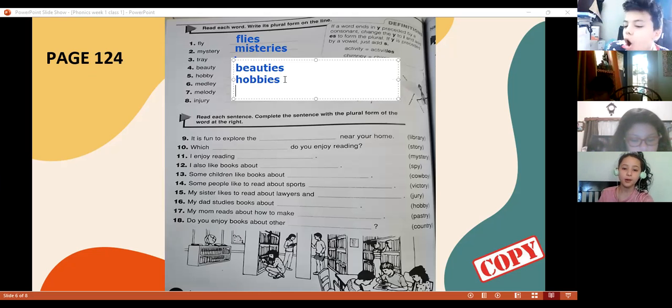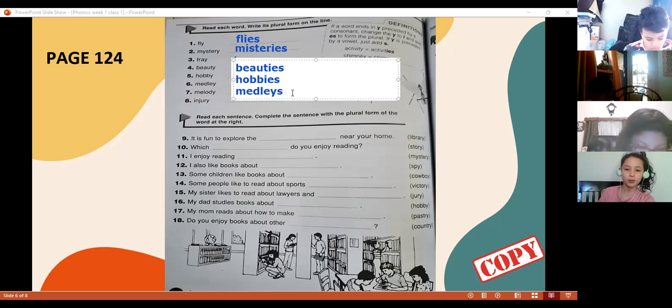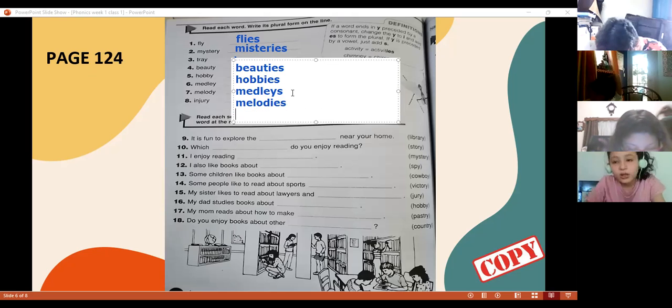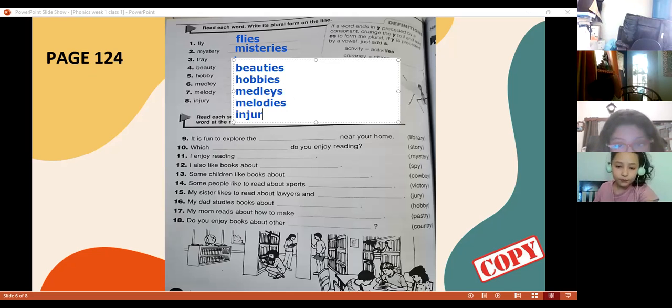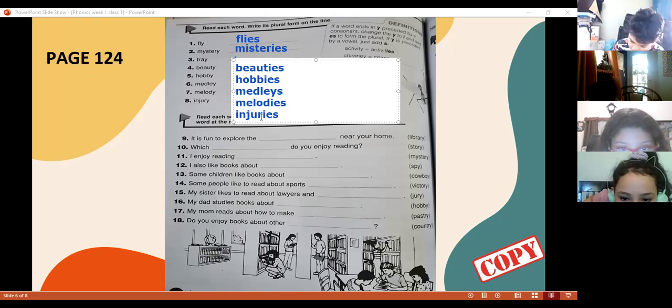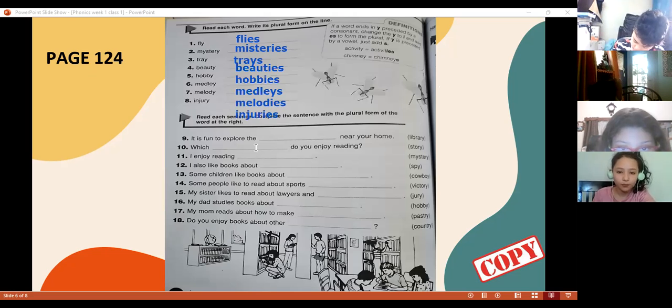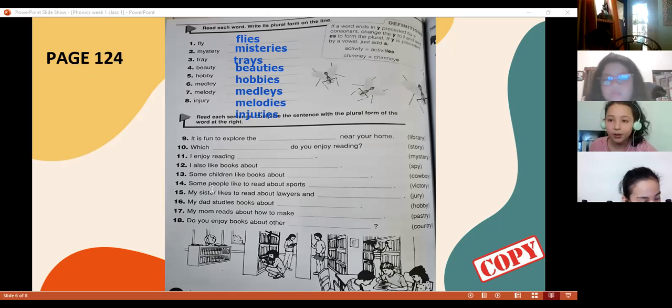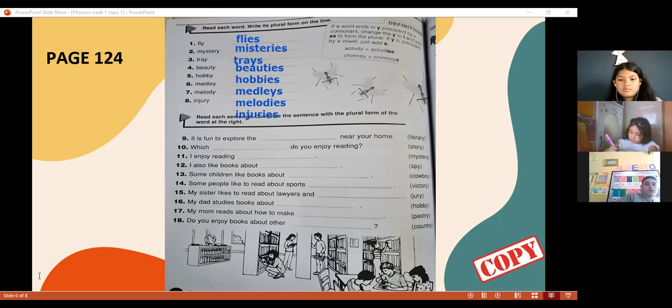In number 6, only S. Medley. Only S, yes. Why? Because we have a vowel before the Y, so we just write the letter S. Excellent. What about melody? I-E-S. Melodies with I-E-S. And the last one is injury. I-E-S, injuries. Why? Because we have a consonant before the letter Y, so injuries is the answer. We're going to check if you have the same answers. If not, make the correction.